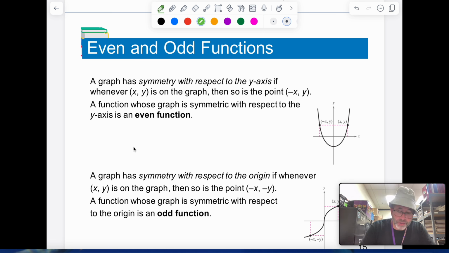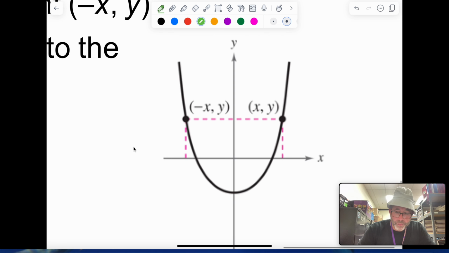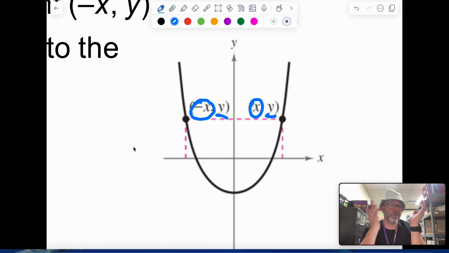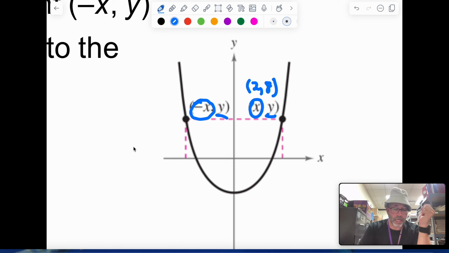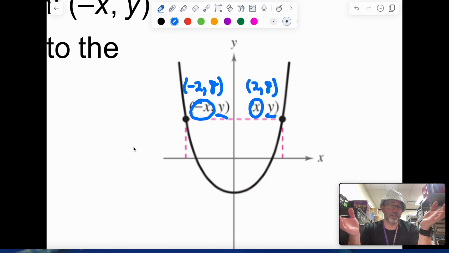So what you'll notice is when we look at this, is that if I put in an x value, I get a y. If I put in the opposite x value, I get the exact same y. So if I put in an x value, let's say I put in a 2, and I get, let's say, 8 for the y value, and then I put in a -2 and I still get 8, we call this an even function because there's symmetry with respect to the y-axis.